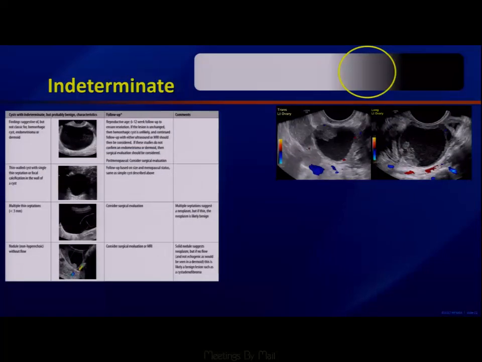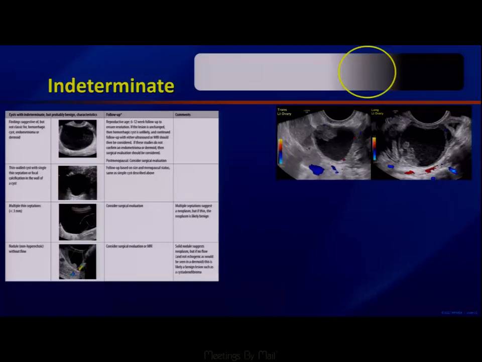So we've gone through the benign and the highly worrisome or high suspicion for malignancy, and then we're back to our gray zone, as is what we'll wrap up with here. There's a lot of flavors of this. Those things that are suggestive of a benign lesion like a hemorrhagic cyst, but not classic. Sometimes these can be followed. Sometimes they'll go to MRI.